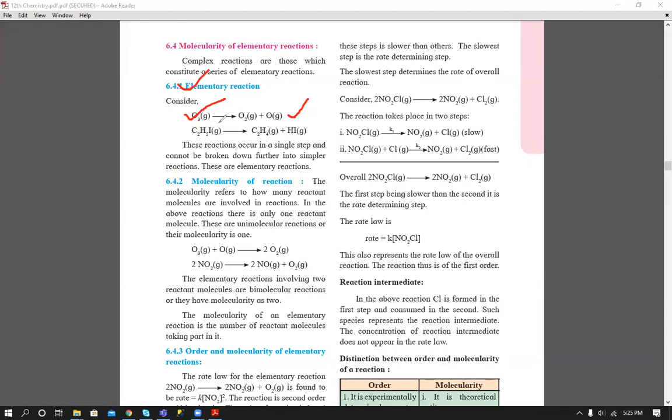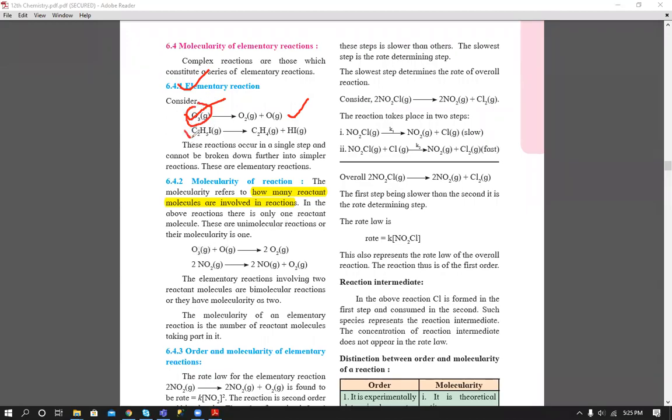A single step reaction is called an elementary reaction. If any reaction has more than one step, then it is called a complex reaction. So next, what is molecularity of a reaction? The molecularity refers to how many reactant molecules are involved in the reaction. In the above reaction, there is only one reactant, so that's why it is called a unimolecular reaction.